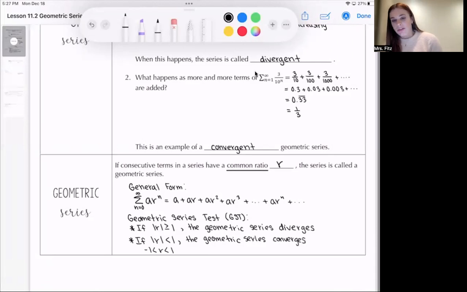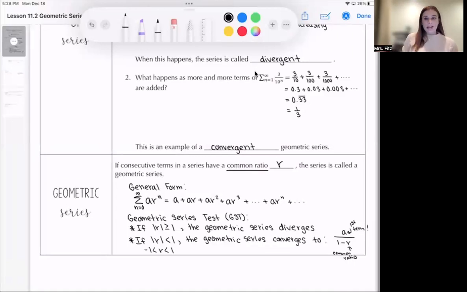And we actually have a formula for what it converges to: a over 1 minus r. Now, a is the first term, and r is the common ratio. Okay?